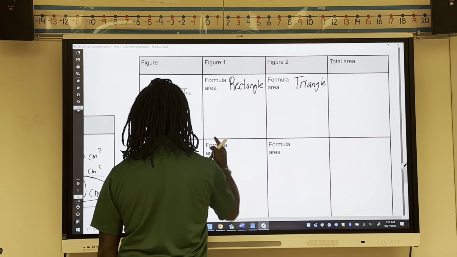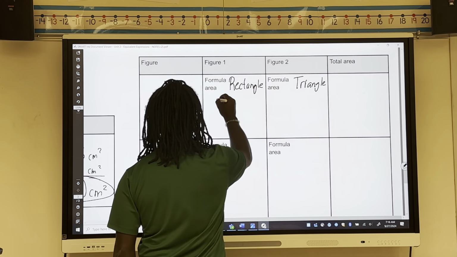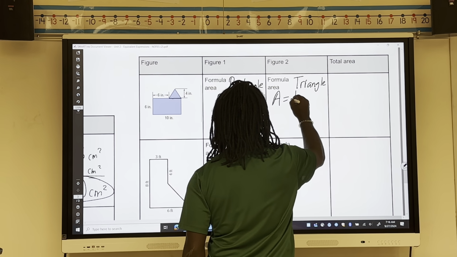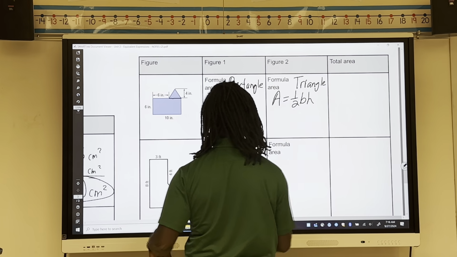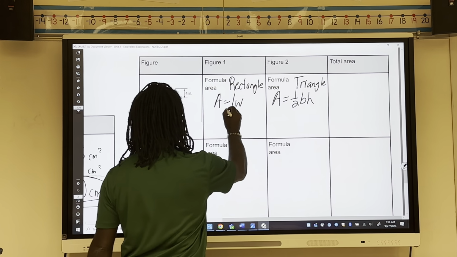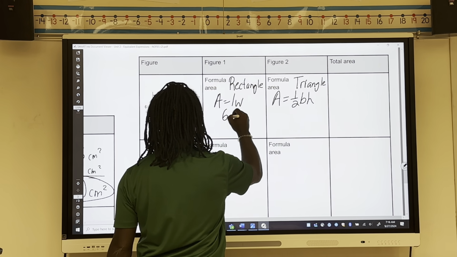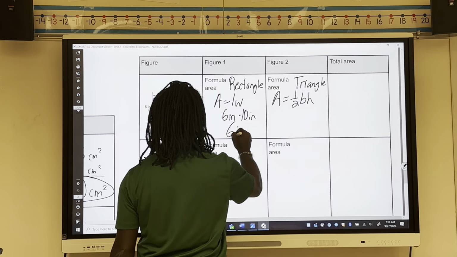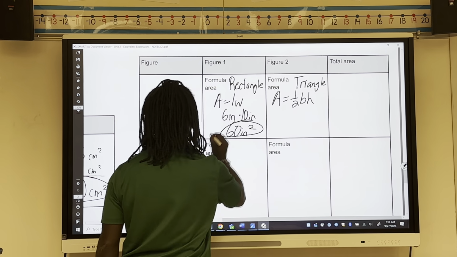The formula for the area of a rectangle is area equals length times width. Area of a triangle is 1/2 base times height. The dimensions of my rectangle are 6 inches times 10 inches. That's going to give me 60 inches squared.